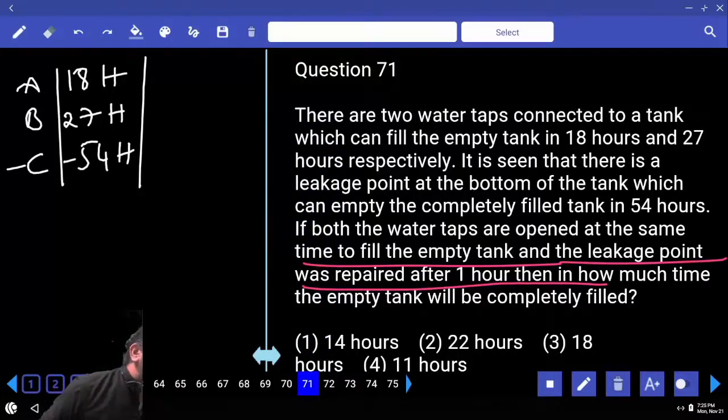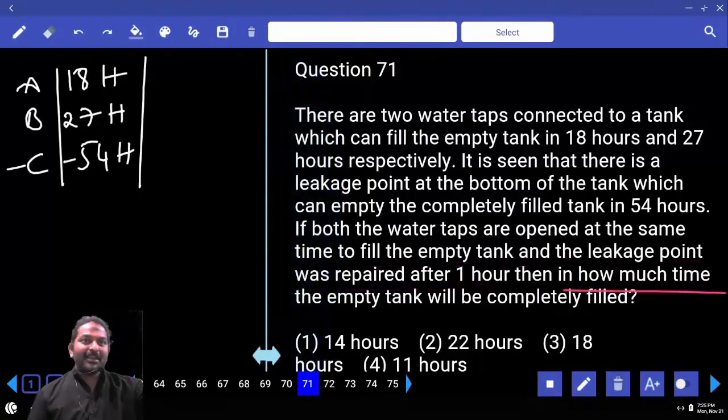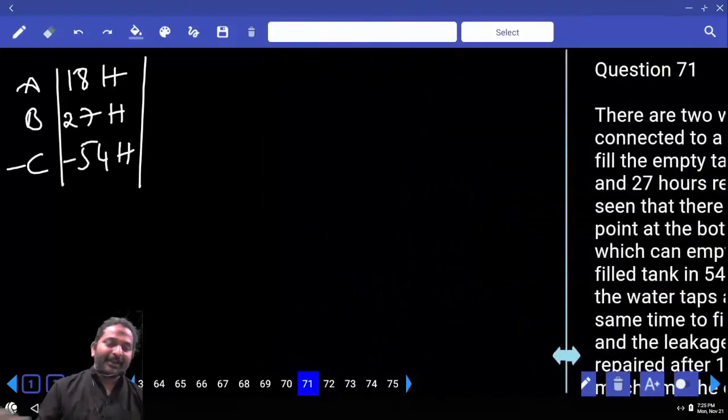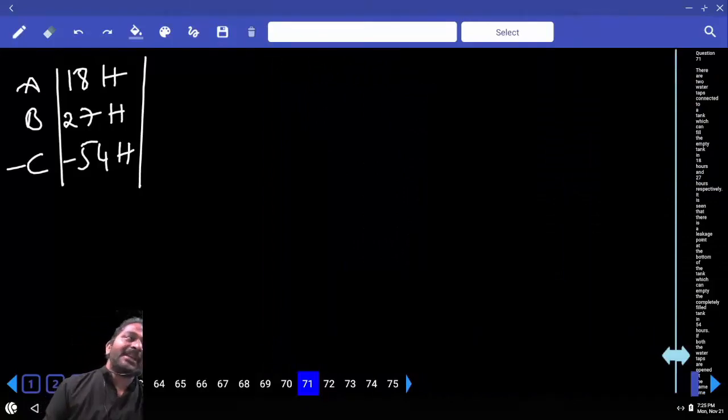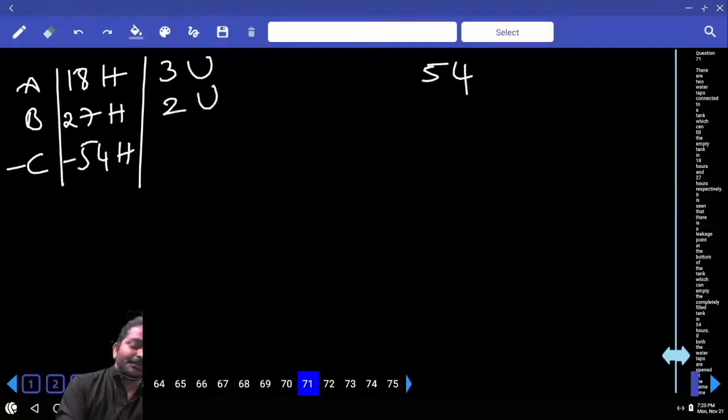What does that mean? For the first 1 hour leakage is there and 2 inlets are open. That means all 3 are acting, right? And they acted for 1 hour. Then what happened? Leakage repaired and it is closed. From then only inlet pipes work, correct? In how much time will the empty tank be completely filled? Yes, 54, 27, 18 LCM. 54. 18 is 3 times, right? Okay. 18 is 3 times, 27 is 2 times.